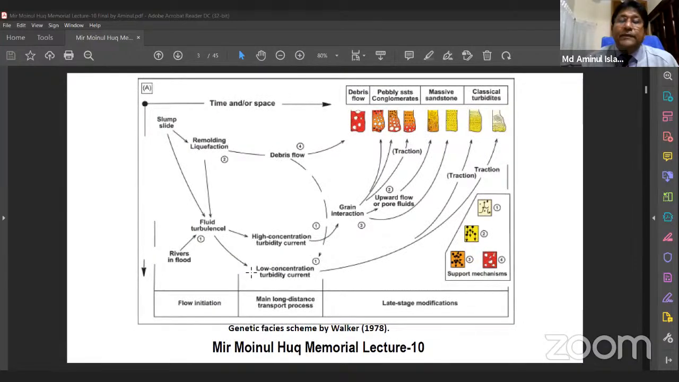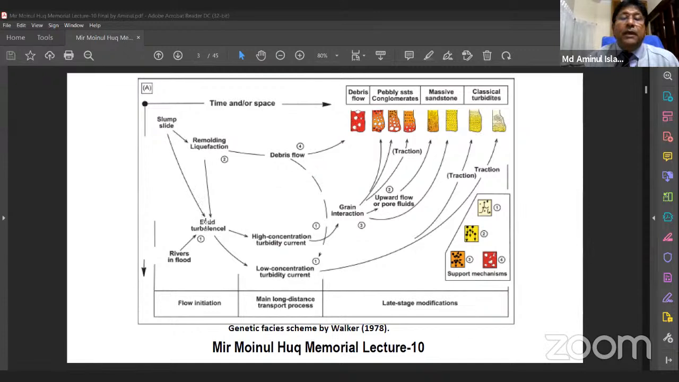So this one is a genetic facies scheme by Walker. And you can see that flow initiation by a slump or slide and by river in flood. So the slump can have two types of fluid mechanism created. One is fluid turbulence. Another is like remolding liquefaction. So remolding liquefaction can turn into debris flow. And you can see debris flow can be a coarse grain sediment like this. And debris flow can turn back to low concentration turbidity current. And then it can go up to this final classical turbidites again.